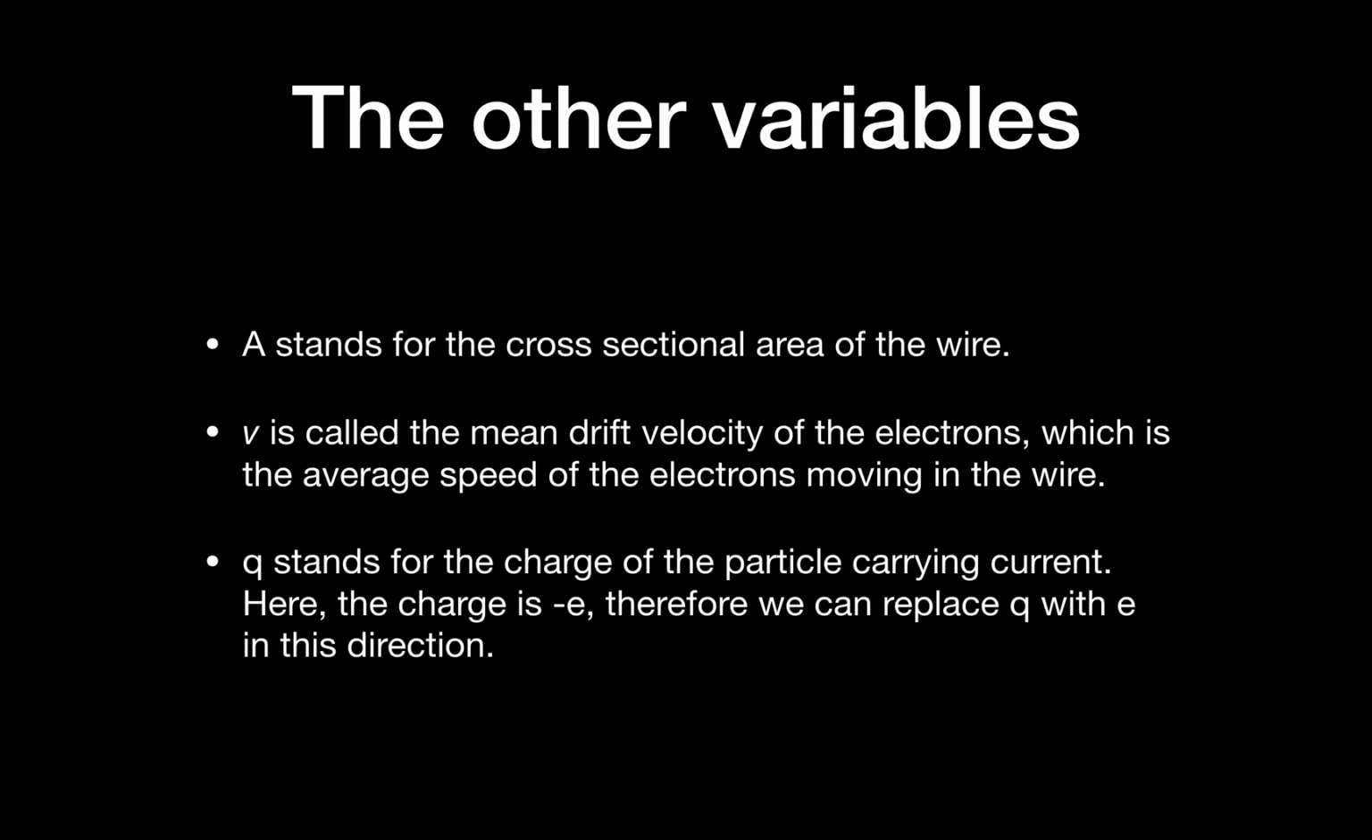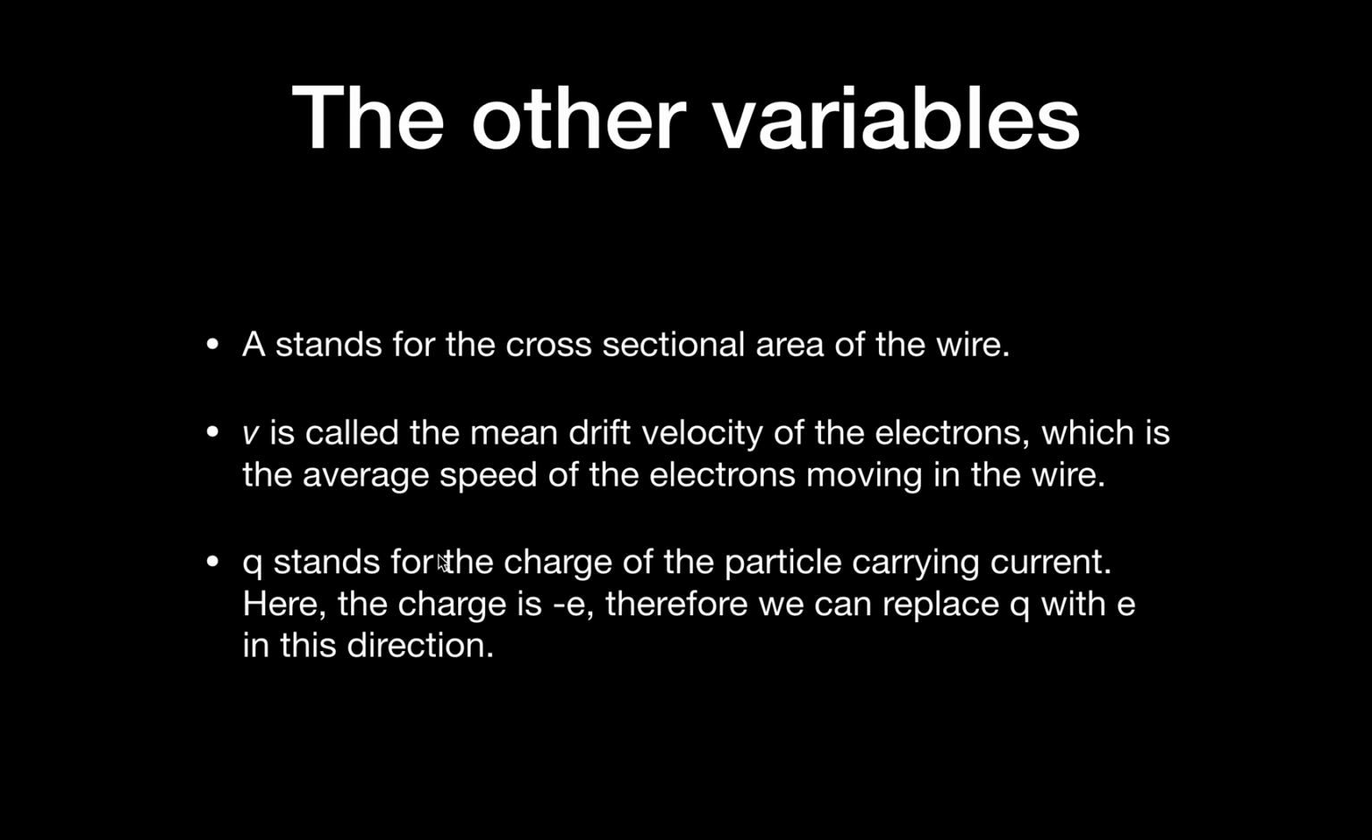And then there are some other obvious variables that don't need in-depth explanation. A stands for the cross-sectional area of the wire. v is called the mean drift velocity of the electrons, which is essentially the average speed of the electrons moving in the wire. This will most probably in the papers be given to you if there are any equations involved. So you don't need to know this very often. As the name suggests, it is just the average speed of the electrons moving in the wire.